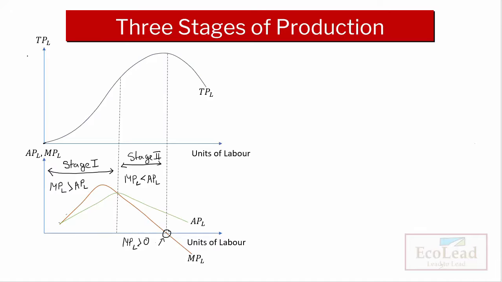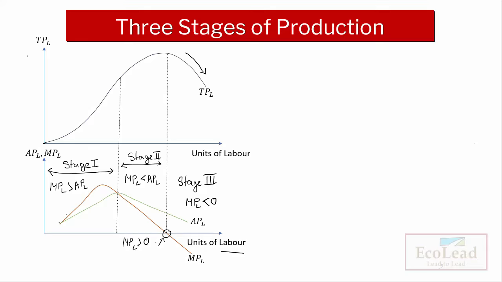Then if we continuously increase the variable input, that is the labor, we reach stage 3. At stage 3 we can see that both APL and MPL are decreasing. At the same time, the major characteristic of stage 3 is that MPL is less than 0. Here we can also see the total product of labor is falling. So these are the 3 stages of production, and these 3 stages are associated with the short run production function.